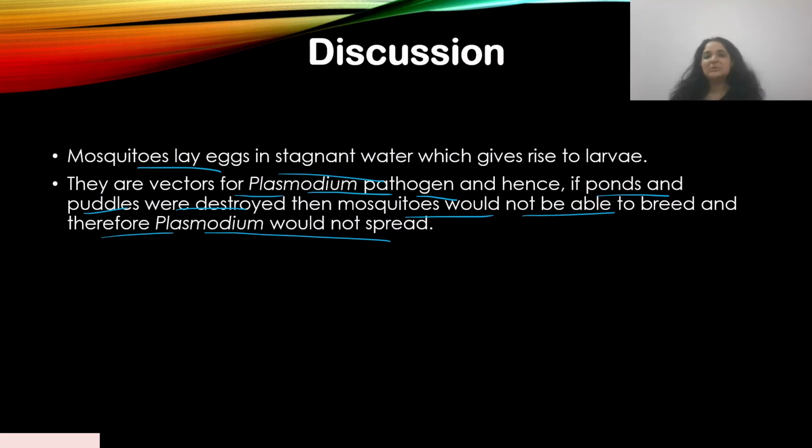Okay, so to answer this question, yes, if puddles and ponds were destroyed, then Plasmodium would not spread, because mosquitoes would not be allowed to breed. That is why it's very important to get rid of any stagnant water anywhere next to you. All right, so let's move on.